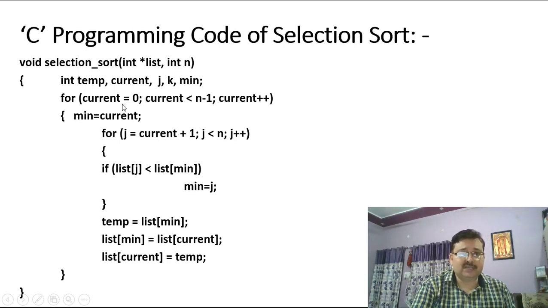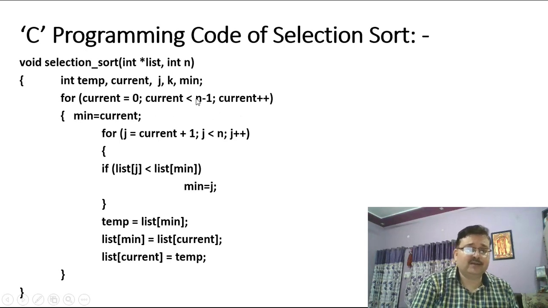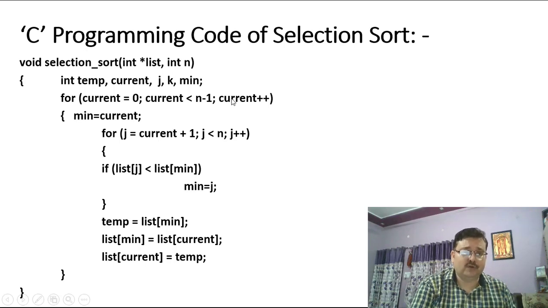The for loop starts from 0. We are taking the current position. Current is representing the number of passes. So 0 to less than n minus 1, then current plus plus. Clear? So total number of elements are 5. So 5 minus 1, that is 4. So less than 4 means up to 3. So 0, 1, 2, 3. Total number of passes are 4. So total elements were 5 and number of passes required is n minus 1, so it is 4.